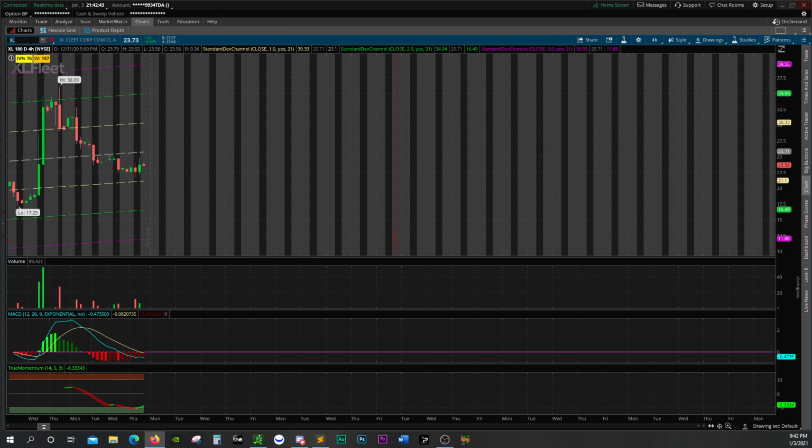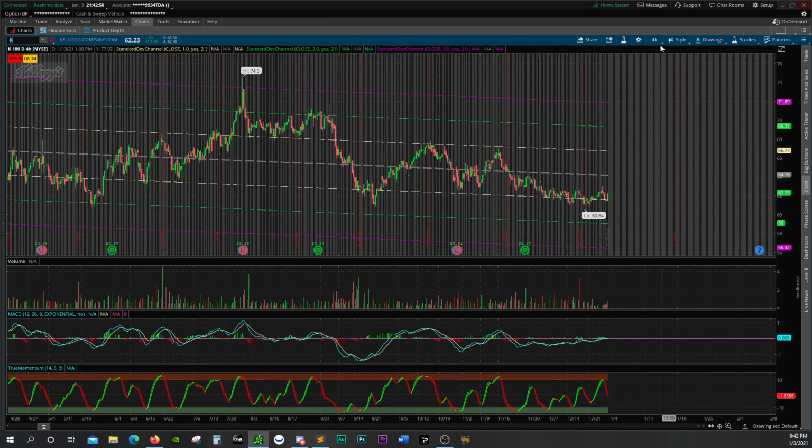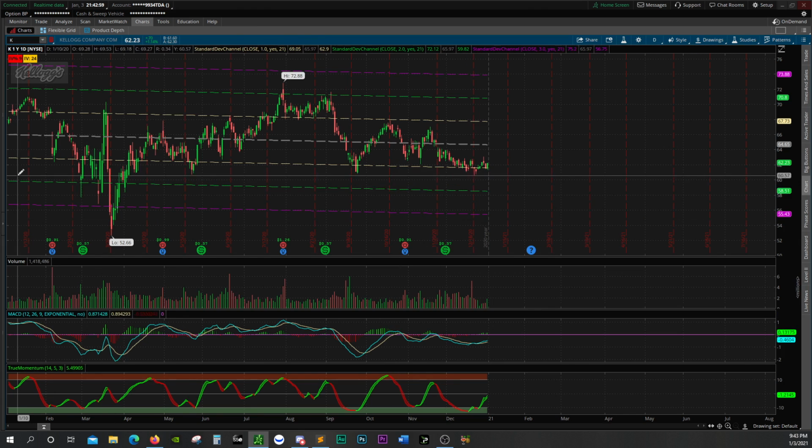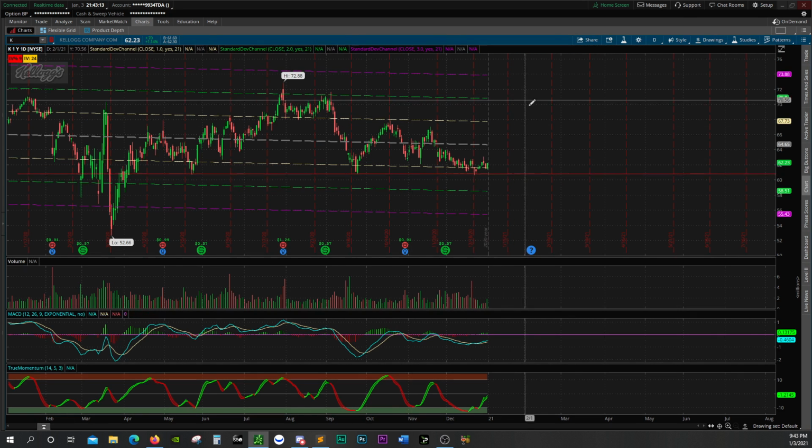You have to give me the ticker. It's just K. I'm liking it right now at this level. Kellogg, selling those snacks. Even if this opens up to 63, I would still like taking a position here. Well, support is at 60.79.